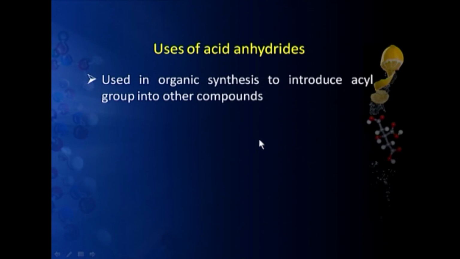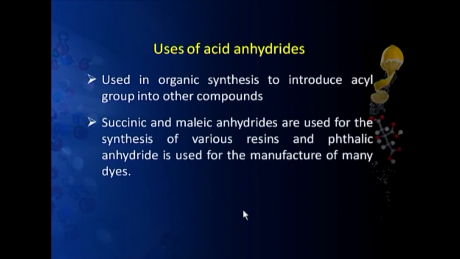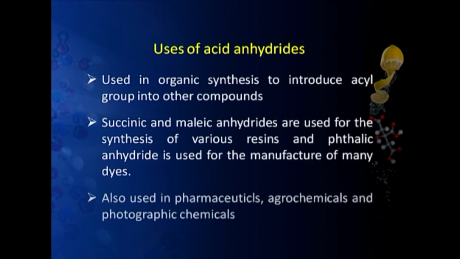Then their uses, these acid anhydrides are used in organic synthesis to introduce acyl groups into other compounds as acid chlorides are used. Then succinic and maleic anhydrides are used for the synthesis of various resins, and phthalic anhydride is used for the manufacture of many dyes. They are also used in pharmaceuticals, agrochemicals and photographic chemicals.